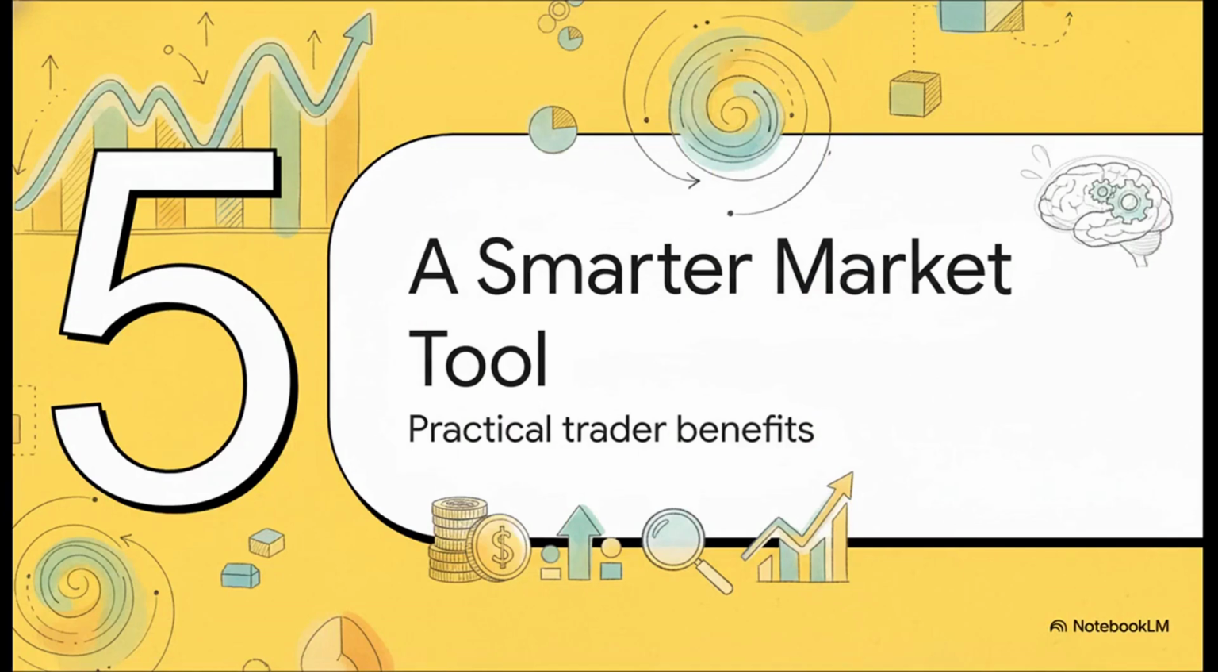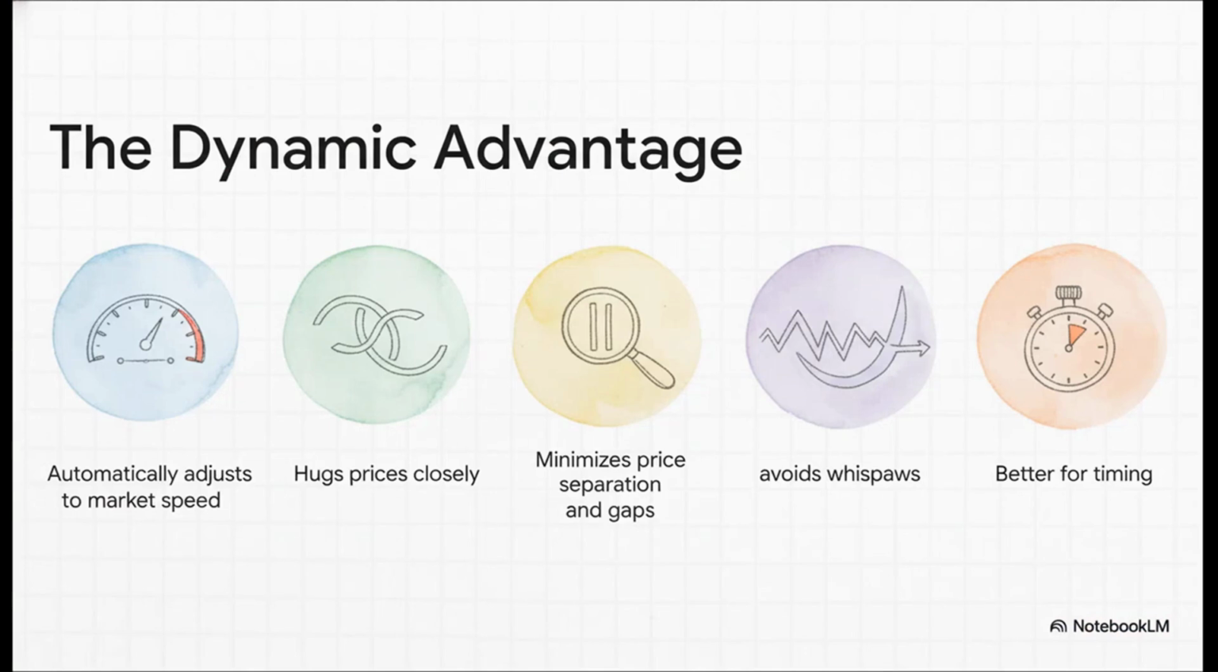So let's bring it all home. What does this actually mean for you, the trader? What are the real-world benefits of using a smarter tool like this? Well, it basically tackles every single problem we talked about at the beginning. It adjusts to market speed all by itself, so you can stop guessing which period to use. It hugs prices super closely, getting rid of those dangerous gaps and lag you get with SMAs. And because it does all that, it seriously cuts down on whipsaws and false signals, making it a much, much more reliable tool for timing your entries and exits.